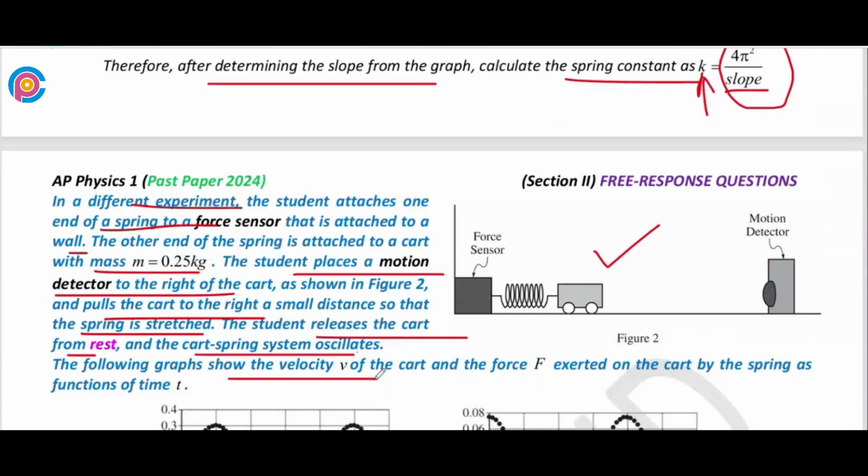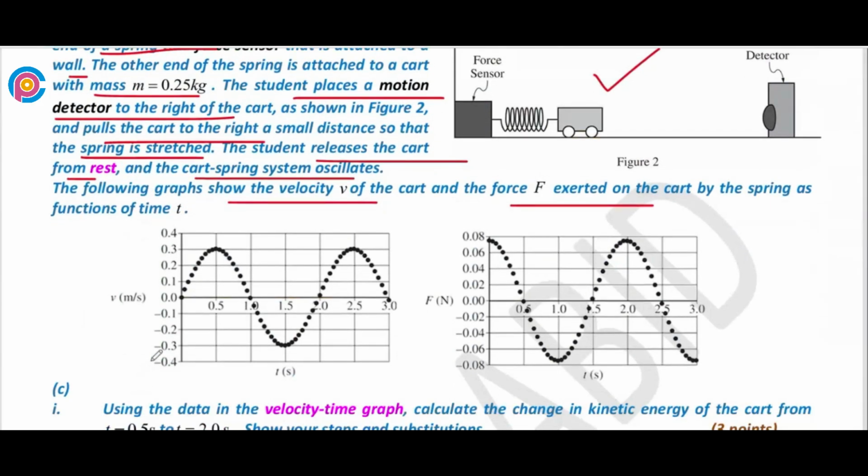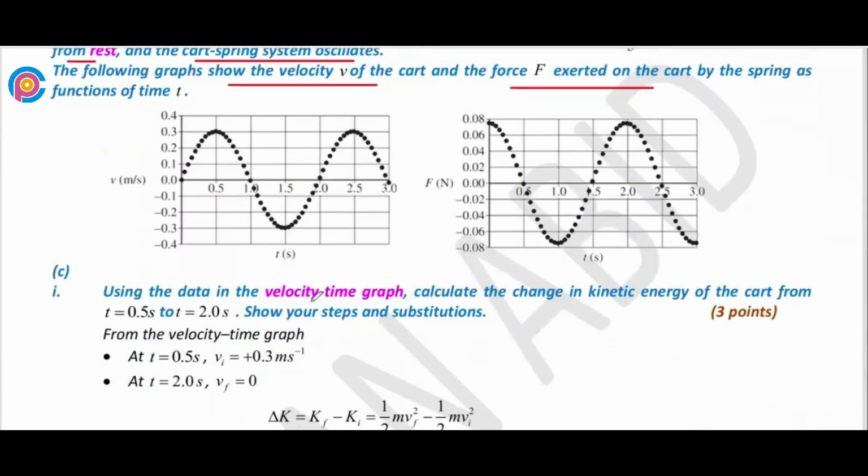The following graphs show the velocity of the cart and the force exerted on the cart by the spring as functions of time. So that's the velocity variation of the mass-spring system, and that's the force exerted on the system. Now the question is: use the data in the velocity-time graph to calculate the change in kinetic energy of the cart in the time interval t = 0.5 to t = 2.0 seconds.